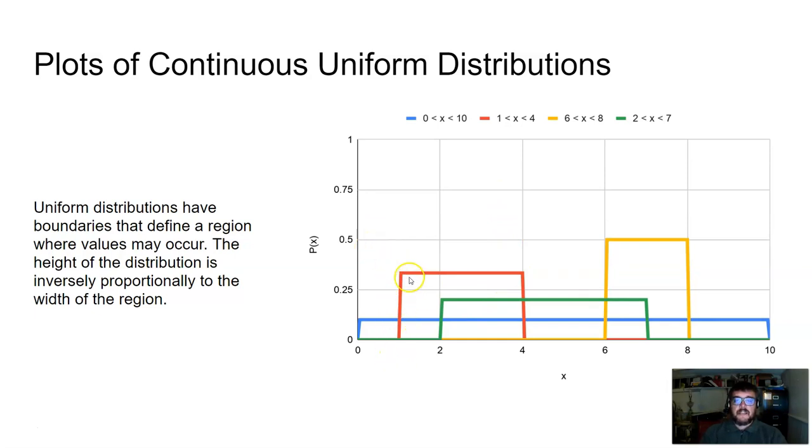And so this height is exactly the distance between these two things. Since this is 4 and that's 1, this height is 1/3. Since this is 0 and this is 10, that height is 0.1, and so on. So you can just figure out the height by 1 divided by the distance between the upper end and the lower end.